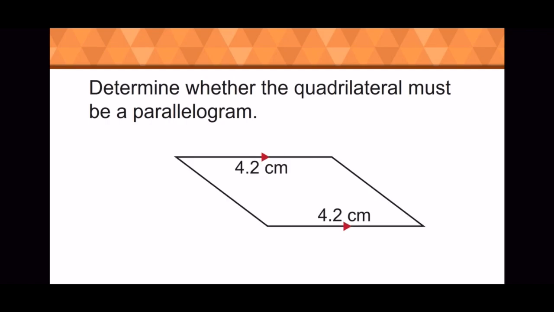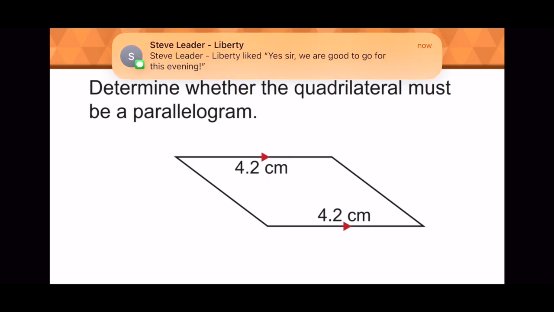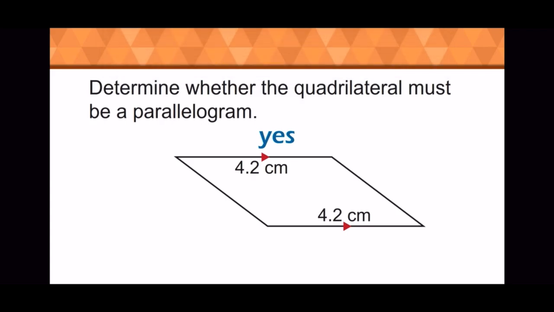Here's a third one. Look very carefully at what's marked on this one. Can we conclude that this one is a parallelogram? Well, if you said yes, you're right, because the top and bottom sides are both parallel and congruent, and one of our theorems applies directly here.